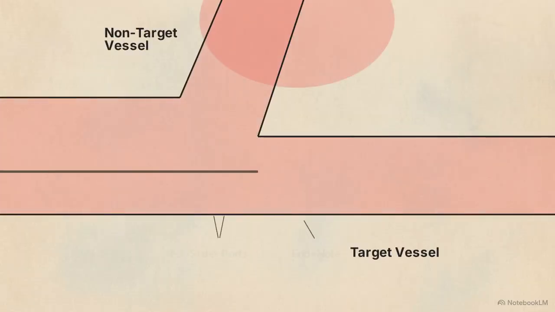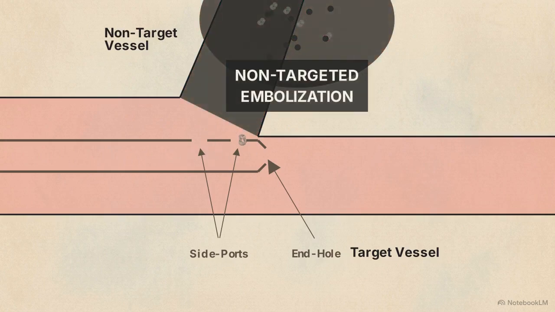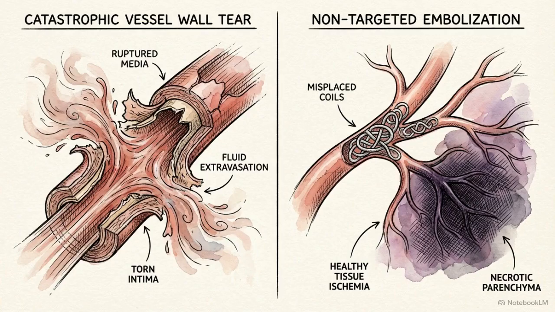However, this diagram shows the catastrophic failure that occurs if you use this hybrid tool for embolotherapy. The physical embolic coils or particles will jam into the side ports. They will leak out sideways, drifting into non-targeted vessels and destroying healthy tissue. The injection material dictates the physical tool. Mismatching the hole configuration causes either violent recoil dissection or disastrous non-targeted embolization.